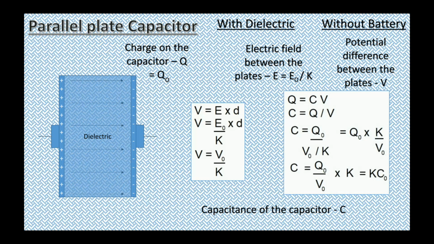Now what is the value of capacitance? Capacitance is given by charge by potential. The present charge is the same as the initial charge, so Q is replaced by Q0 and V is replaced by V0 by K. So calculating, our capacitance will become K times C0, and C0 was the original capacitance when there was no dielectric. So on inserting the dielectric, the capacitance has become C, that is K times C0, the original capacitance. So capacitance has increased by K times.